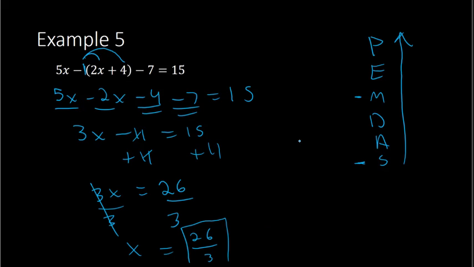Or you can write that as a mixed number. You do 26 divided by 3. Gives you 8. 8 times 3 is 24. Subtract, we get 2. You can write this remainder of 2 as a fraction. So 2 over 3. So I can write this as a mixed number as 8 2/3.